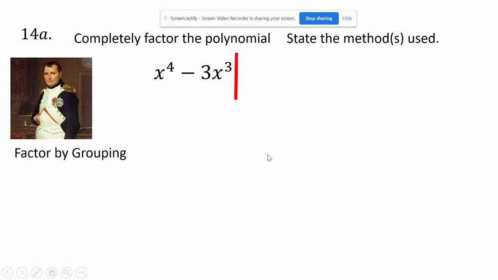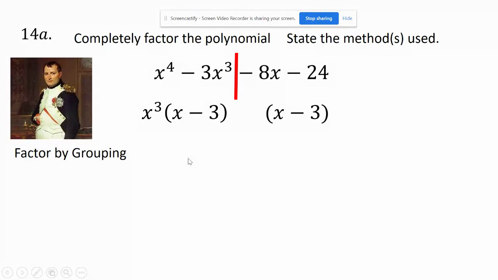And what's common to an x to the 4th and 3x cubed? An x cubed. And if I divide these by x cubed, I have an x minus 3. So I have an x minus 3 on the left. I have to have an x minus 3 on the right. And notice, what would I take times x to get a negative 8? Negative 8 times x is negative 8x, and negative 8 times negative 3 is positive 24. So now I can group the x minus 3 together and x cubed minus 8.